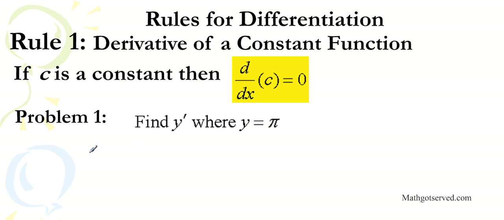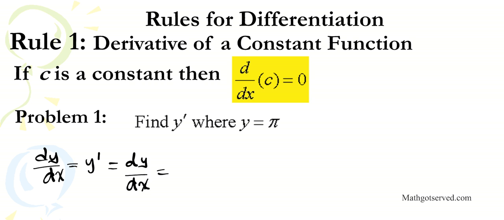So remember, the derivative of a function, you can write dy dx, is the same thing as y prime. So don't let this symbology throw you off, right? d of a function dx is the same thing as y prime. So y prime in this case, we're basically looking for the derivative of this function. So y prime, which is equal to dy dx, is going to be the derivative d dx of what is y? y is pi, right? So d dx of the function pi.